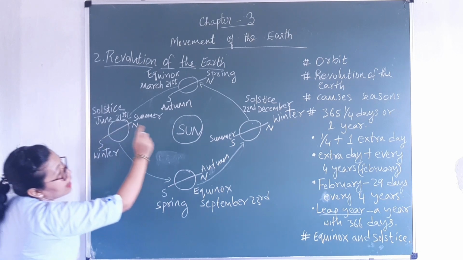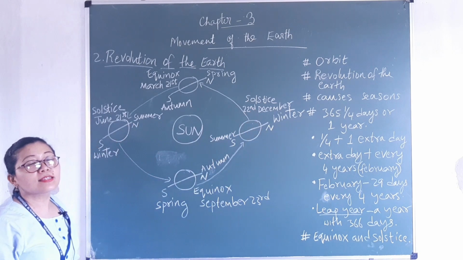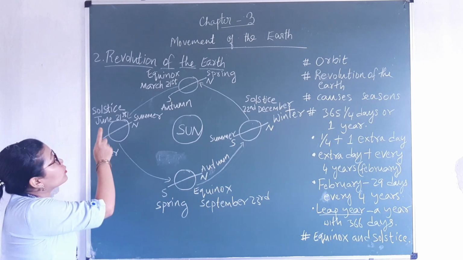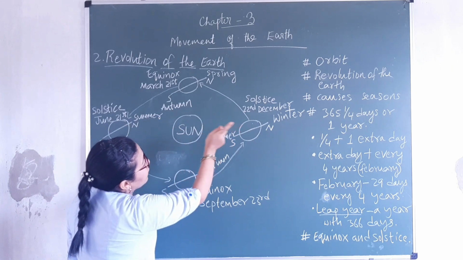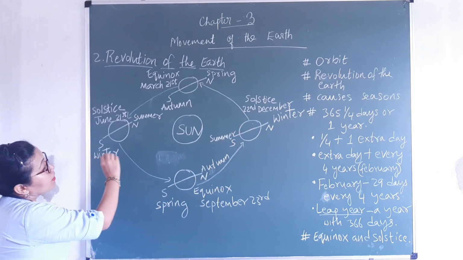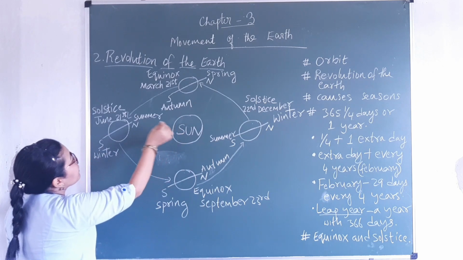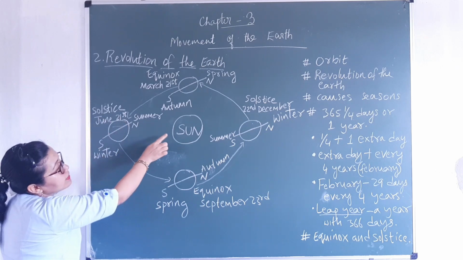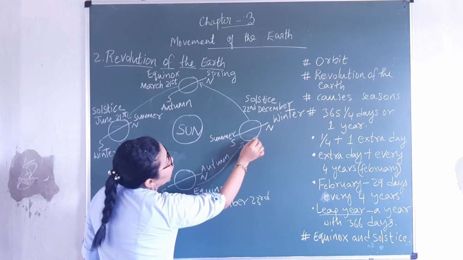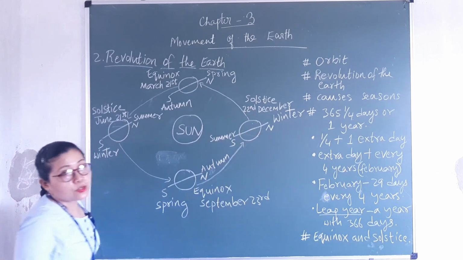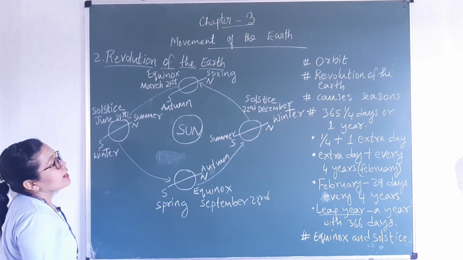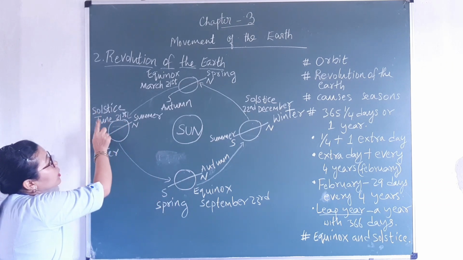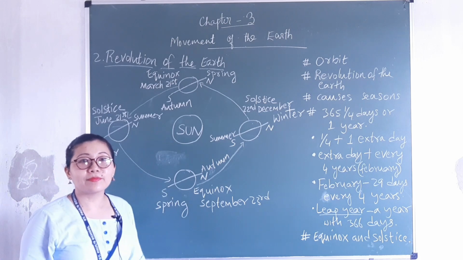June 21st and 22nd December is known as solstice. Why? Because on this day, on June 21st and 22nd December, the sun shines directly on the Tropic of Cancer on June 21st, and the sun shines directly on the Tropic of Capricorn on December solstice. That's why the day and night are not equal, okay? Day and night are equal in equinox, but day and night are not equal in solstice. Understand?